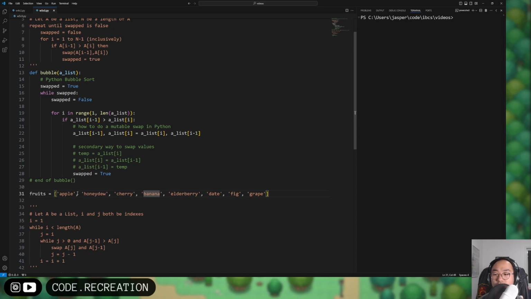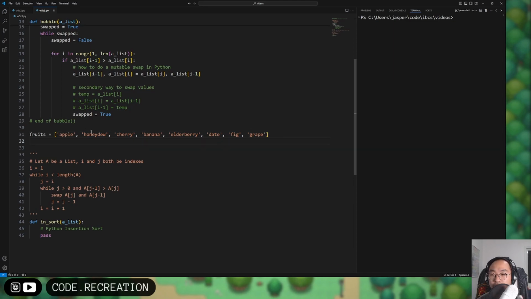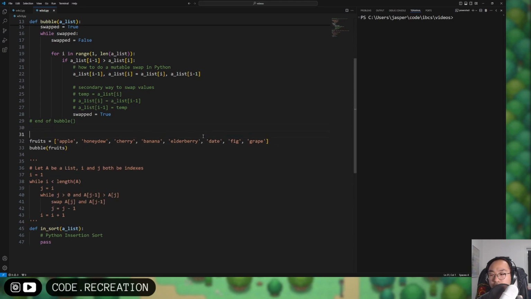It holds random names of fruits, and what we're going to do is sort them in alphabetical order from A to Z in this scenario. So we have this unsorted list of fruit names. We're going to run bubble sort, which was called bubble, on fruits. And then we can have a print statement, an f-string.